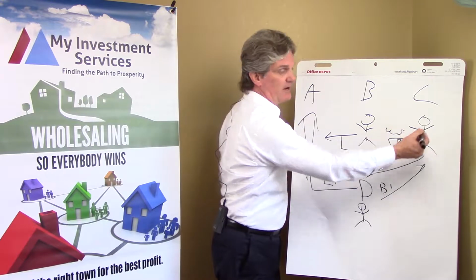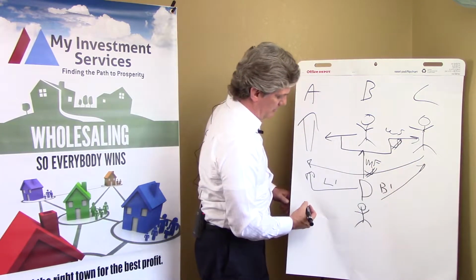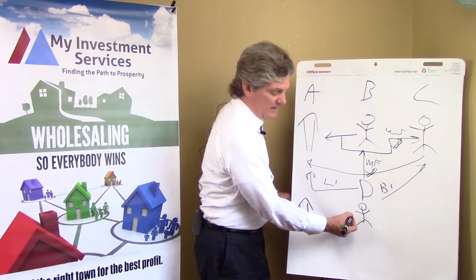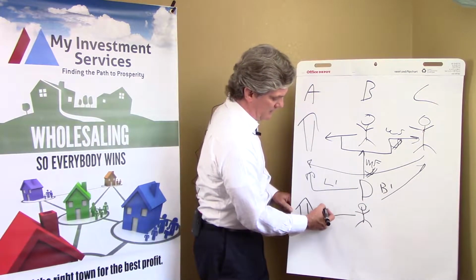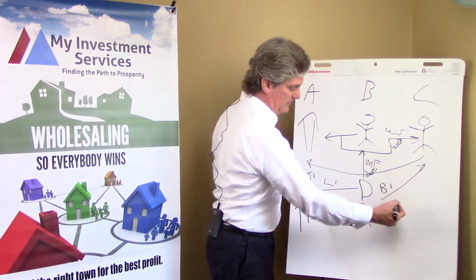So C is actually an investor, the flipper. They're going to take this property, remodel it, put it back on the market, okay? So this agent here, D, gets another listing agreement, same house, but they put it back on the market after it's been remodeled, right? Okay?